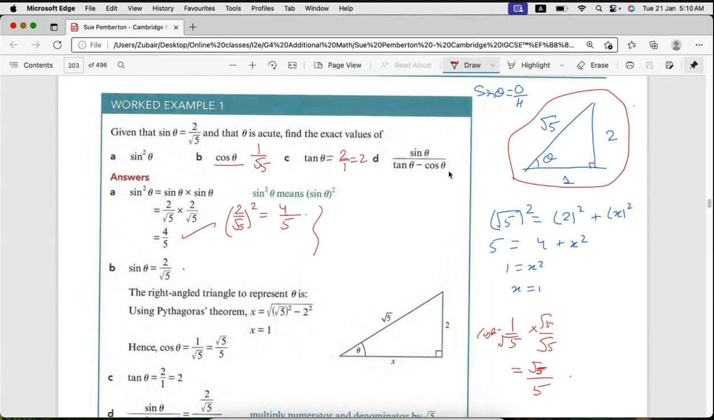Sin theta over tan theta minus cos theta, we already have values for all three of them. Just simply substitute. Sin theta is given 2 by square root 5. We just did tan theta, that is 2. Cos theta, that is 1 over square root 5. And simplify it. Taking LCM, 2 square root 5 minus 1. Get rid of these. And I'm left with 2 over 2 square root 5 minus 1, which could be rationalized, simplified more.